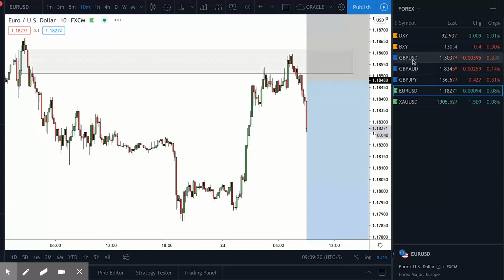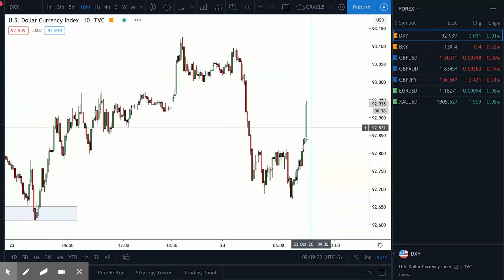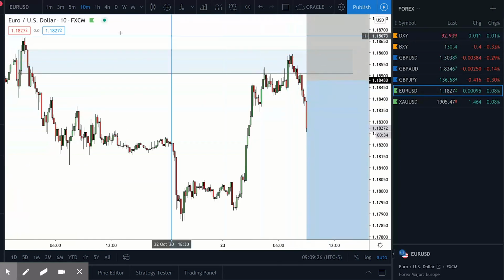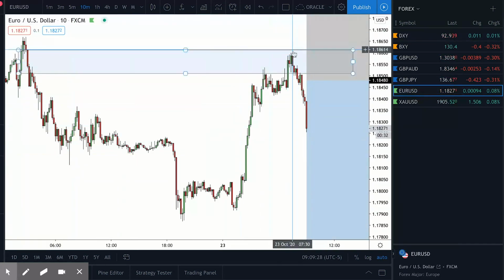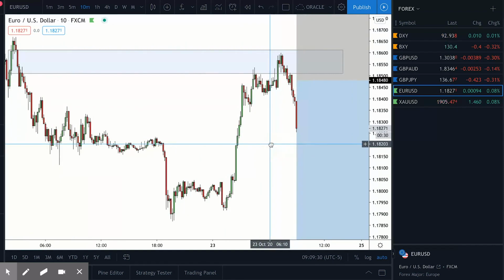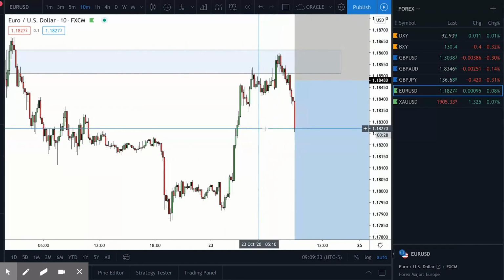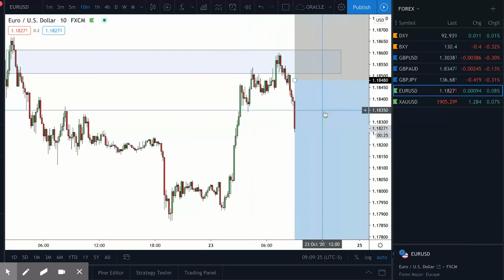Okay, same goes for Euro USD. We have the strength of the DXY here. This is the dollar index building a lot of strength. And that is showing that the dollar is building strength against the euro, and that is pushing Euro USD down. So that's how these indices work. And that is how we're actually going to use them in our trading.